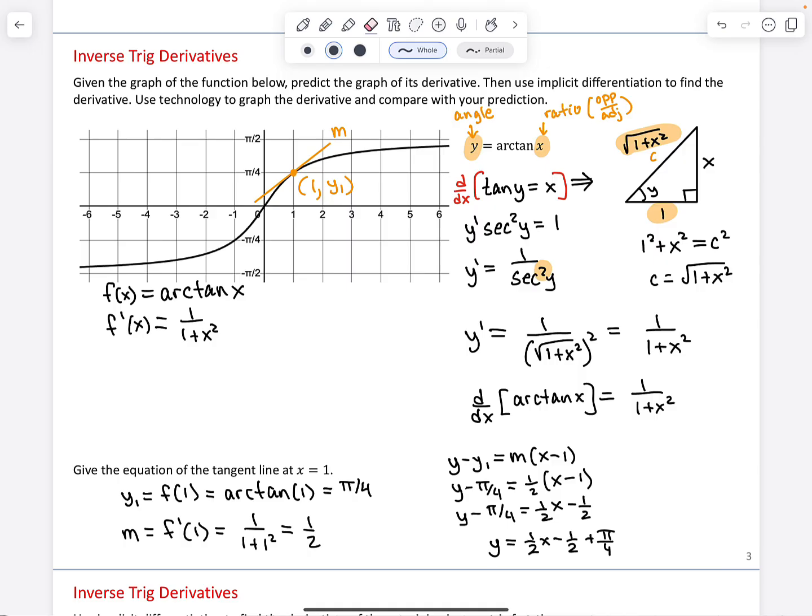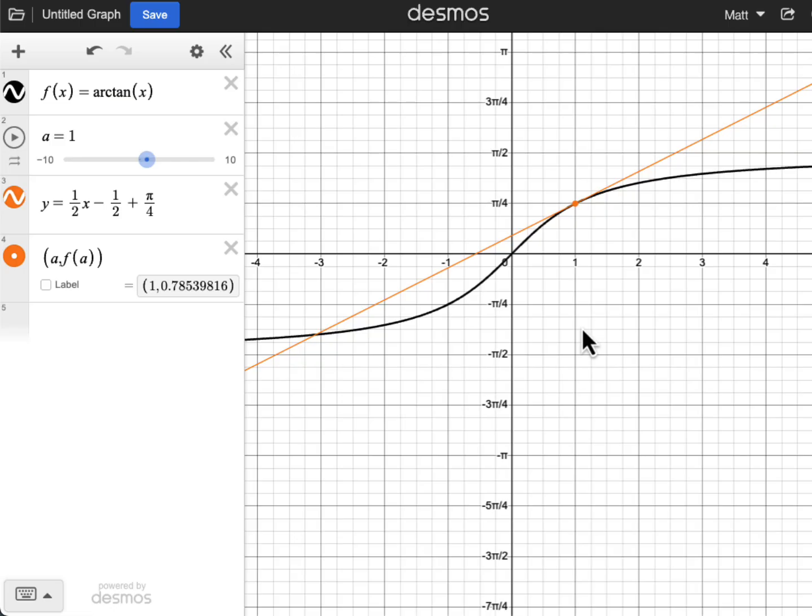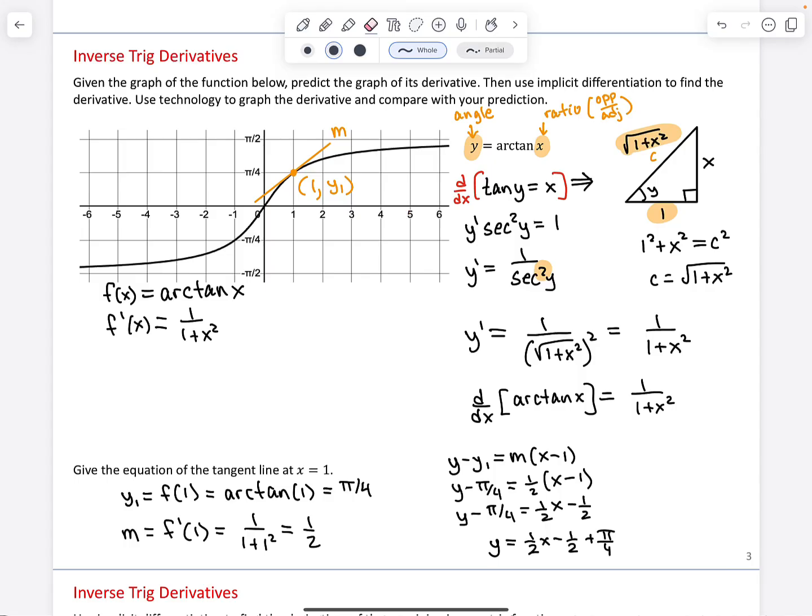Graphing it with technology, we confirm that this answer does in fact appear to be the tangent line to the curve when x is 1. Okay, next page.